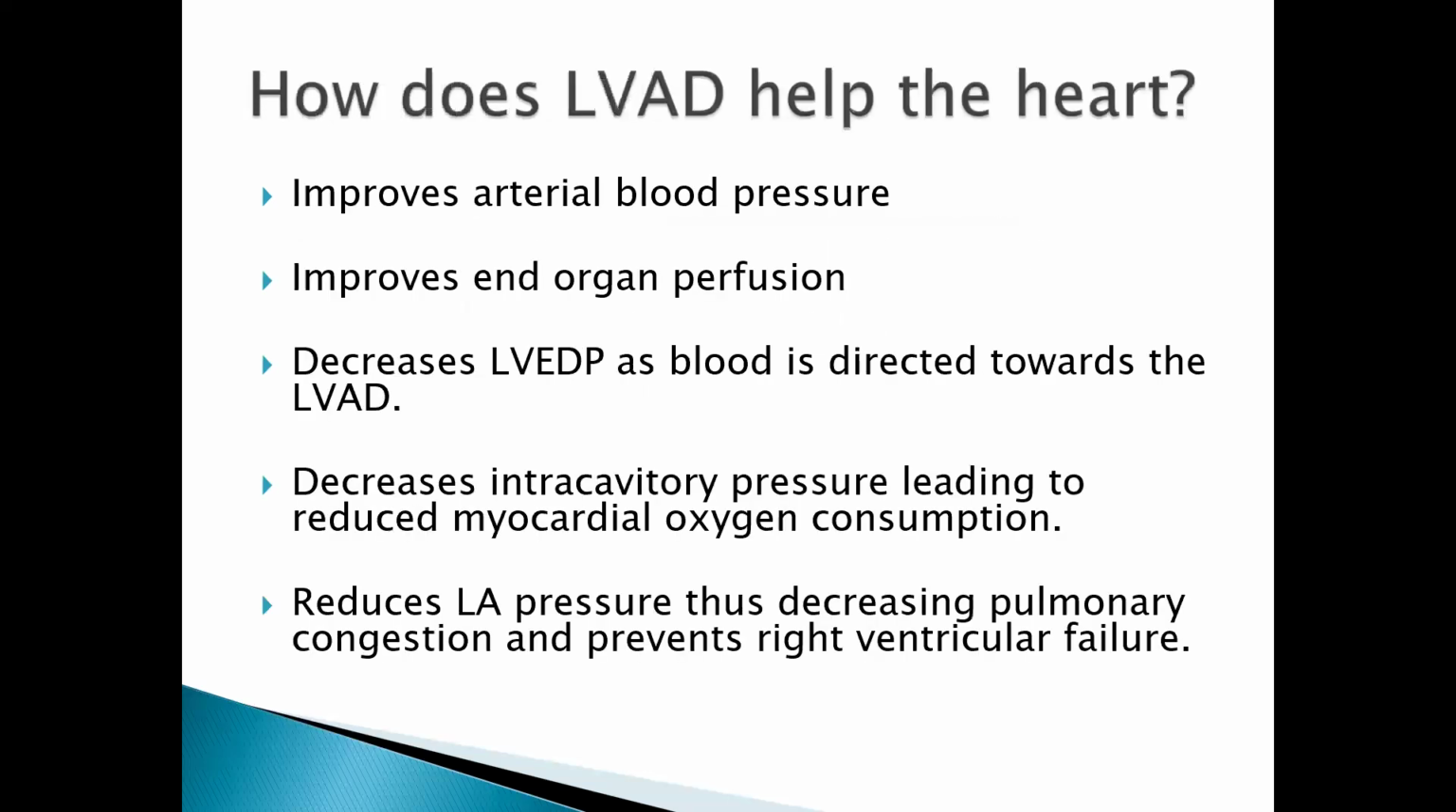Next slide, please. So how does this left ventricular assist device help the heart? It helps by improving the arterial blood pressure. It improves the end organ perfusion. It also helps to decrease the left ventricular end diastolic pressure as the blood is diverted towards the left ventricular assist device itself. It also decreases the intracavitary pressures that lead to reduced myocardial oxygen consumption. And it reduces the left atrial pressure, thus decreasing the pulmonary congestion and preventing right ventricular failure.